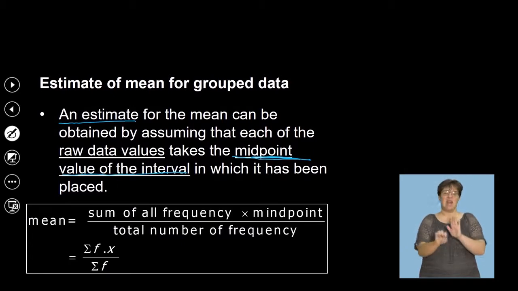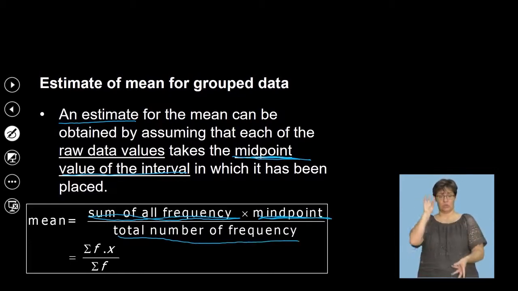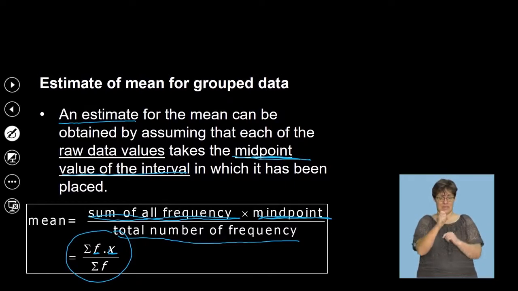For example, to calculate the mean, it will be the sum of all frequency multiplied by the midpoint, over the total number of frequency, which mathematically is F times X. X is the midpoint, F is the frequency, and this is over the total frequency.